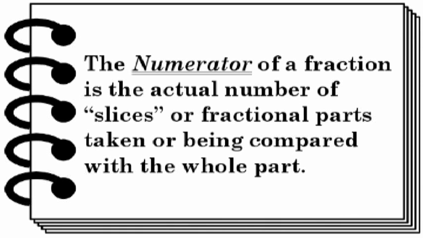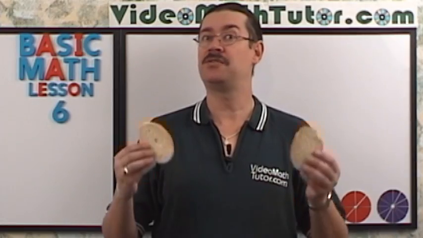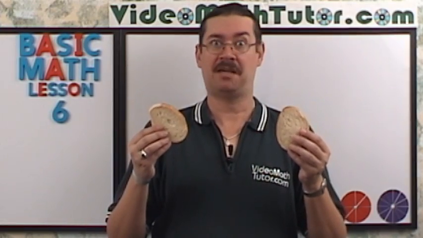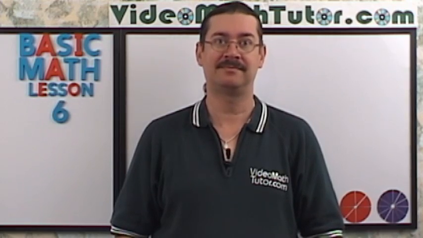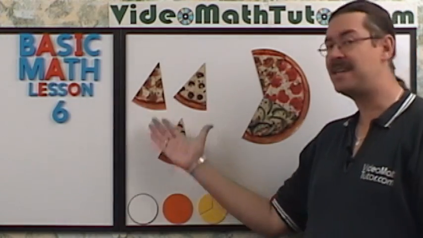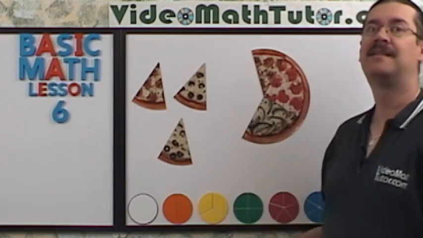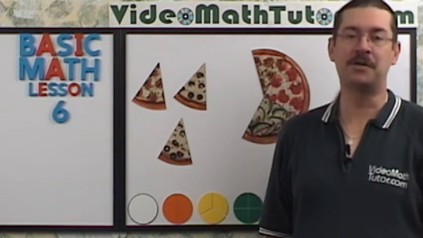The numerator of a fraction is the actual number of slices or fractional parts taken or being compared with the whole part. If I use 2 slices to maybe make a sandwich, well, then I've used 2 out of 24 slices. My numerator is 2. If I've eaten 3 out of the total 8 slices, 3 is my numerator.